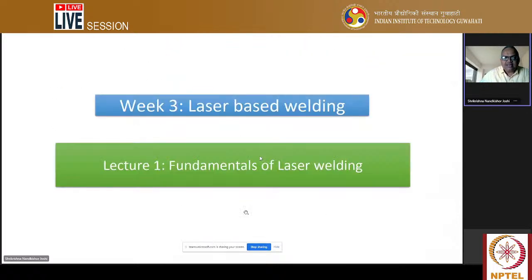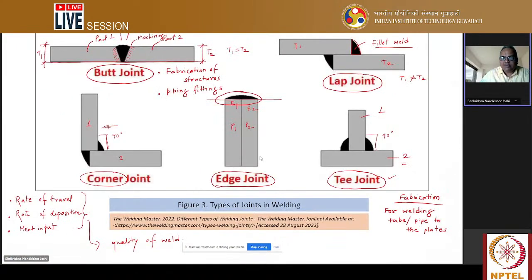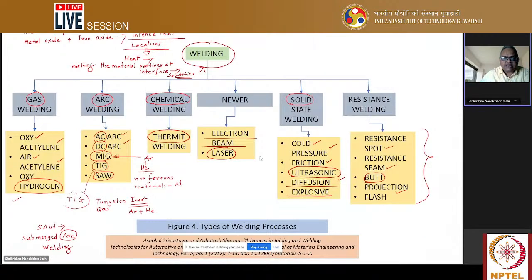Well, then we started week 3, and instead of cutting or parting off, we discussed how lasers can be used for joining operations, and that is laser-based welding. So in the first lecture, we have seen the fundamentals of laser welding. Before that, what is the meaning of weld bead geometry? So that we have seen various types of weld joints and various processes, and where exactly laser-based welding stands in the overall spectrum of welding operations.